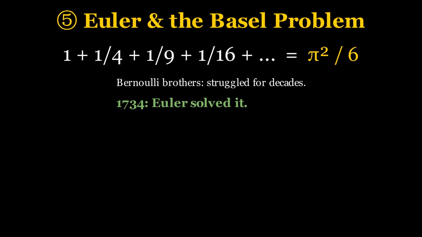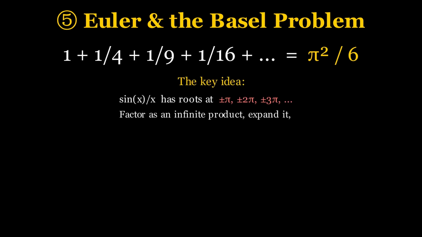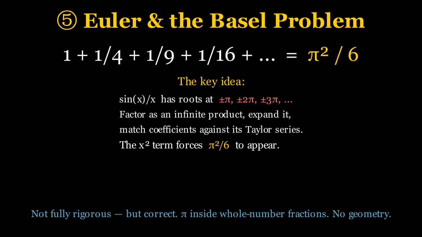His method, sine of x over x, has roots at every multiple of pi. Factor it as an infinite product, expand it, and match coefficients against its Taylor series. The x squared term forces pi squared over 6 to appear. Not fully rigorous by modern standards, but correct and profound. Pi living inside a sum of whole number fractions with no geometry in sight.